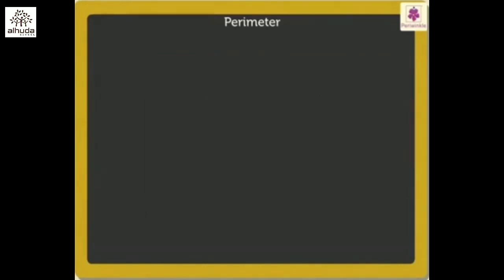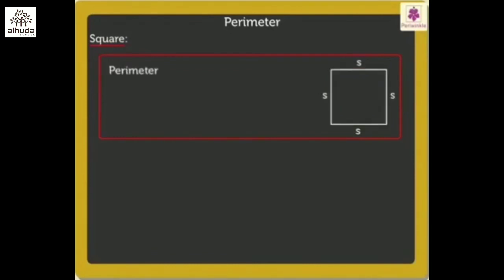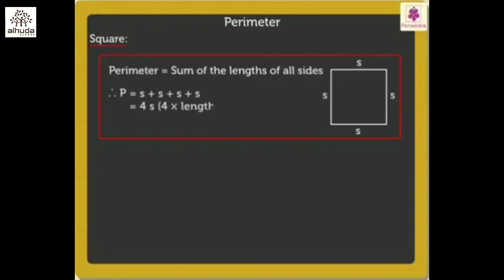Finally, let's look at the perimeter of a square. We know that the lengths of the 4 sides of a square are the same. Thus, the perimeter of a square can be calculated by adding all the 4 sides of a square. Thus, perimeter of a square is equal to S plus S plus S plus S, which is equal to 4 times the length of a side.